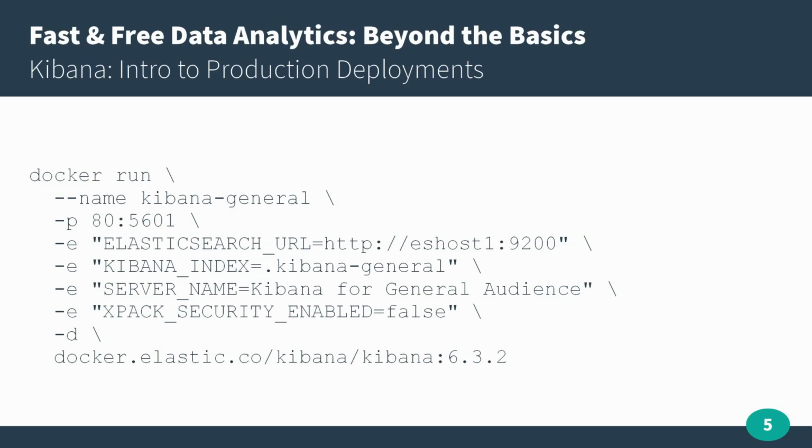So for another instance, all we'd have to change is just a few things. Running on the same server, we'll need to give it a different port mapping. So we're going to do 81 now.